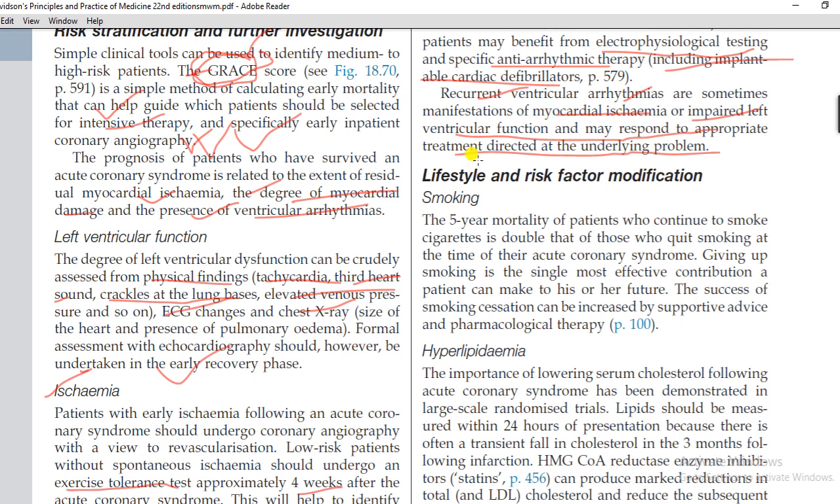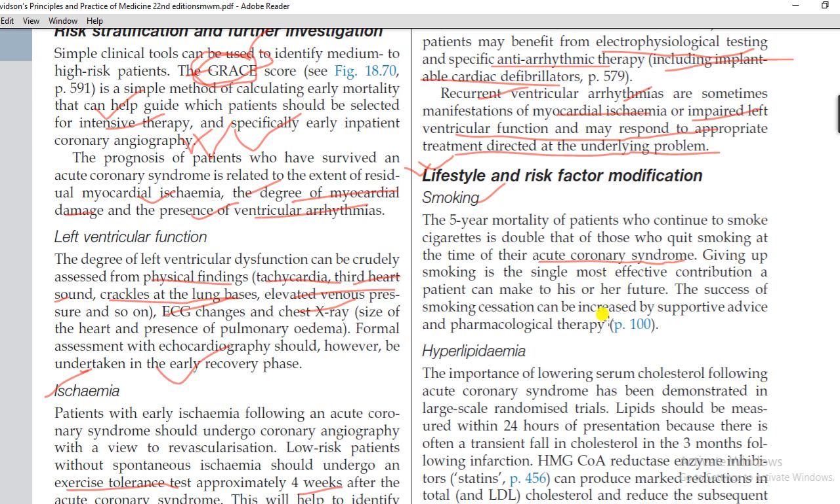Lifestyle and risk factor modifications. Smoking: the 5-year mortality of patients who continue to smoke cigarettes is double that of those who quit smoking at the time of their acute coronary syndrome. Smoking is dangerous.